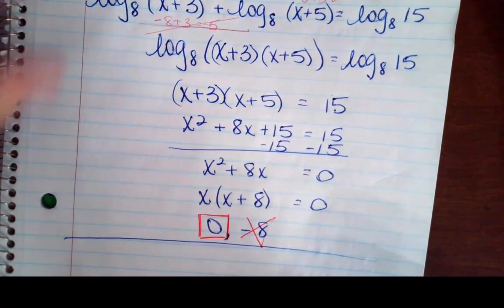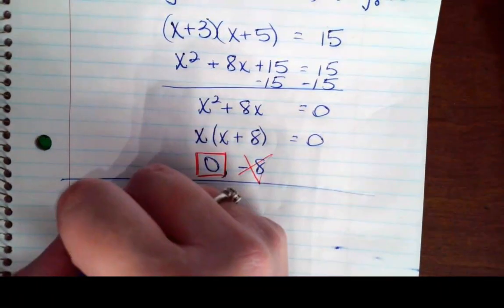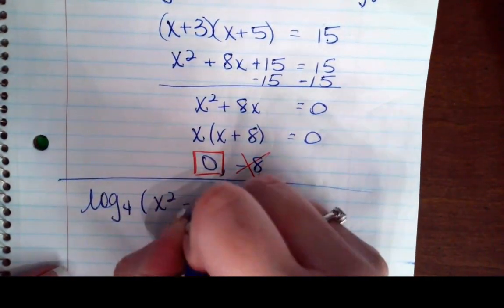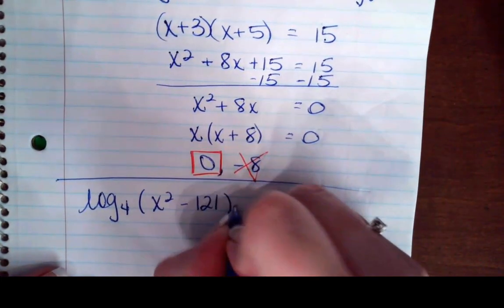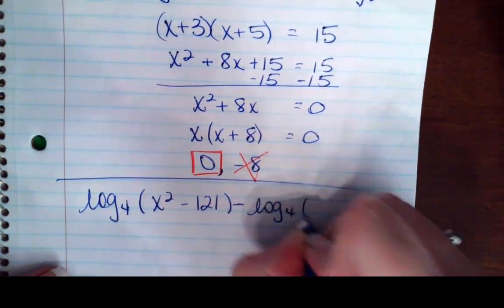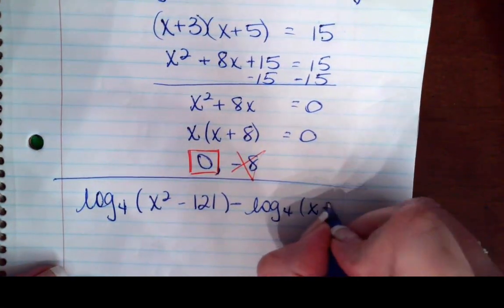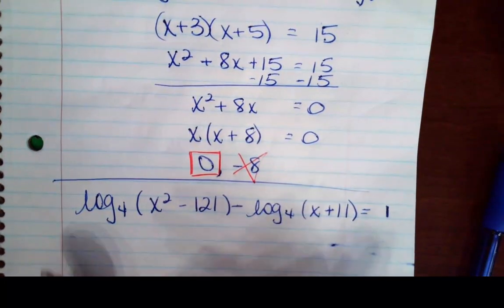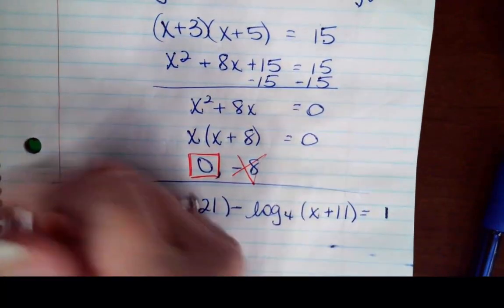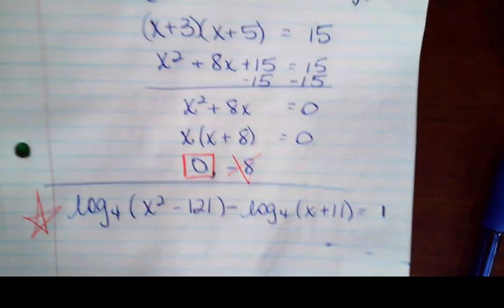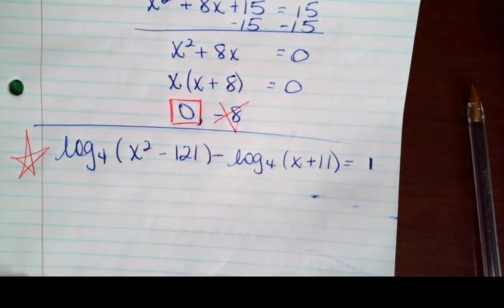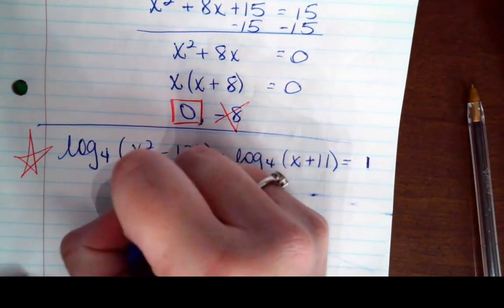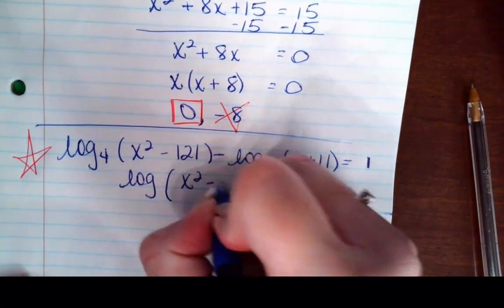All right, I have log base 4 of x squared minus 121, sorry, minus log base 4 of x plus 11, and I need that to equal 1. So what is my setup? My setup is logs equal to something else. I need to check my work, okay? So I need a single log equal to something else, so I need to combine these. If it's subtraction on the outside, it is division on the inside.